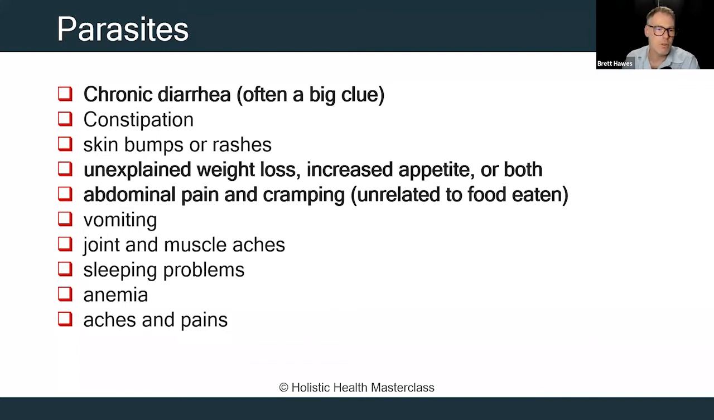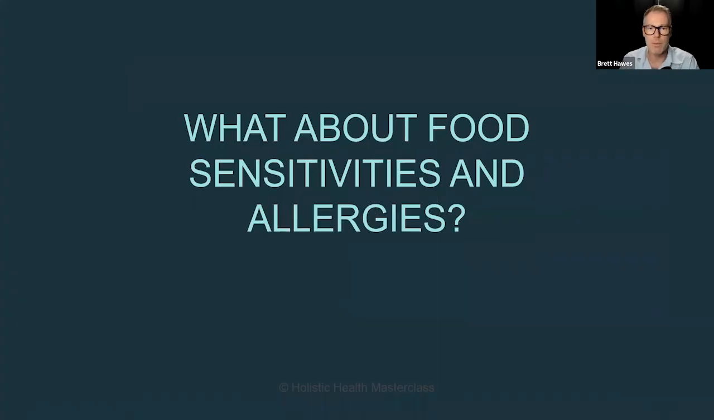Okay. And of course, moving on, vomiting, joint and muscle aches, sleeping problems, anemia is a big one, right? So especially anemia where the person is still supplementing with iron and they're just not getting any better, take a look at parasites, right? And general aches and pains. Now, we've spoken a lot about food.